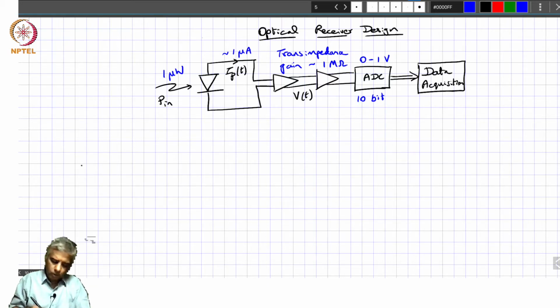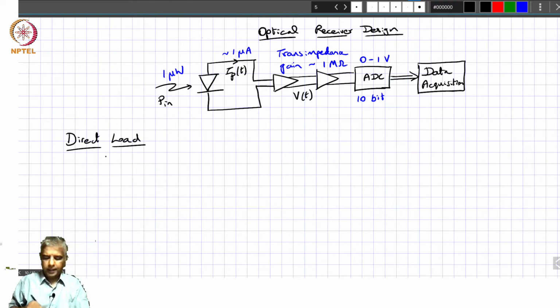Okay, so one simple configuration is what you would call a direct load configuration. And in a direct load configuration, what we have is this photodiode, which is going to generate the photocurrent upon certain light that's incident on it. This could be grounded, or it could be with some bias as well.